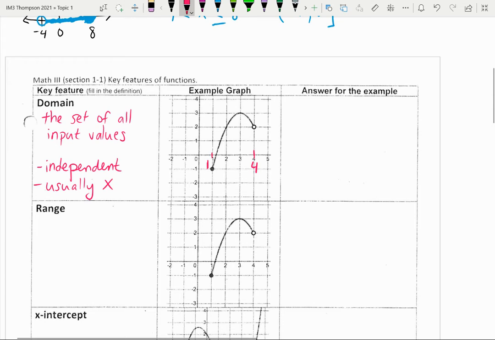So in interval notation, the domain is going to be from 1 to 4. 4 is a round parenthesis because it's not included. I have an open circle at that point in the graph.